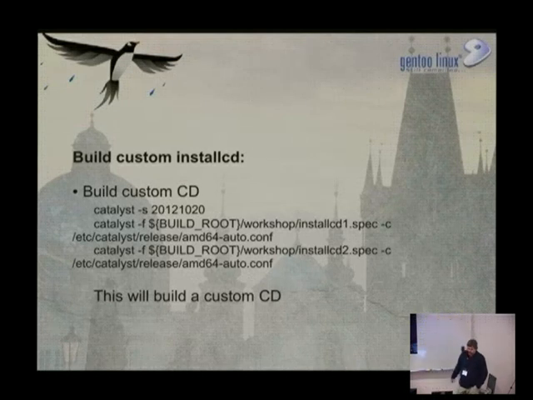For another example of the custom CD, this is what is usually used in the examples: you just pass it a spec file. So you call catalyst with a spec file and it builds that target, in this case an install CD1 or install CD2. I'm doing something different here, which is to tell it to use my configuration file, the -c configuration file, that tells it to use those dirs that I prefer instead of the default ones catalyst uses.